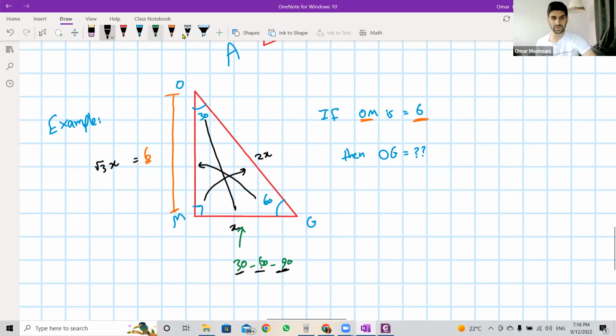So using the information that he already gave me, I will write the equation: root 3 x equals 6. I will solve it. I will divide by root 3.